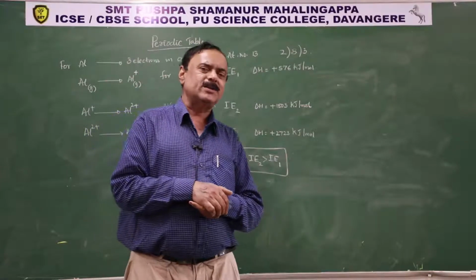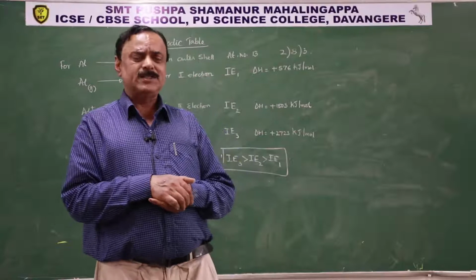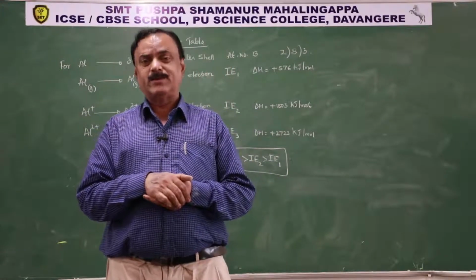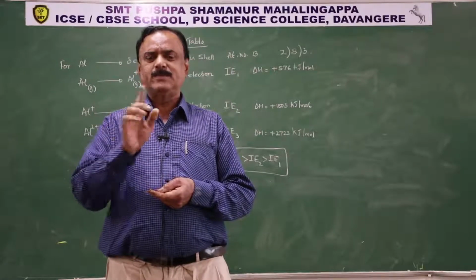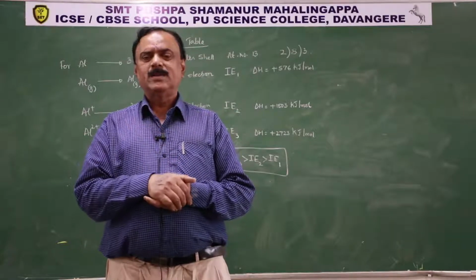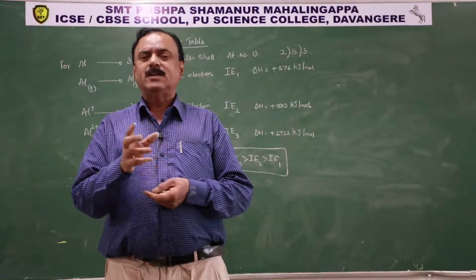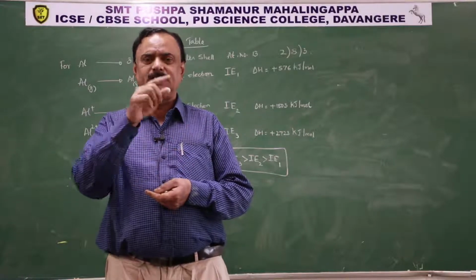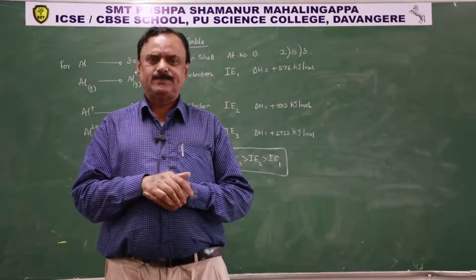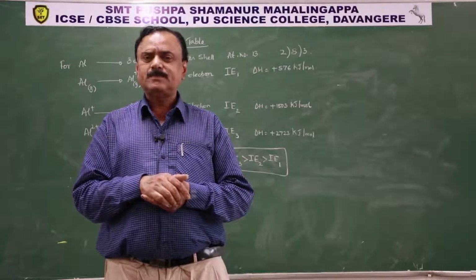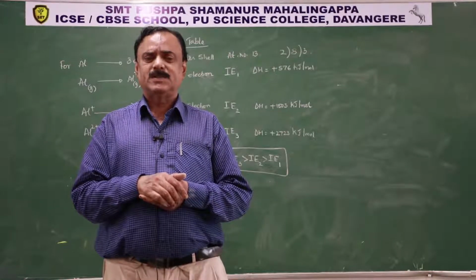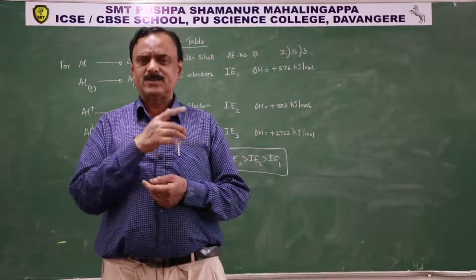Now, what about the third ionization energy? Third ionization energy is nothing but the removal of the third electron from an ion. First electron from an atom, second electron from an ion, third electron from an ion. Whenever the third electron is in the higher energy level, the ionic size further decreases. This implies that the outer electron is very close to the nucleus.